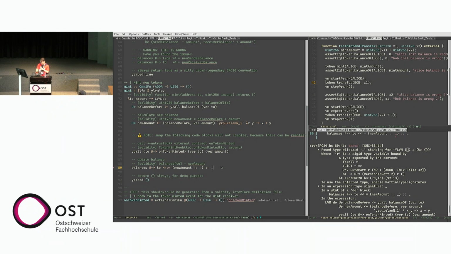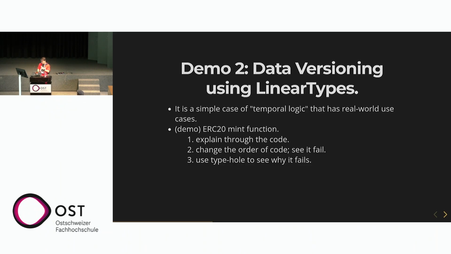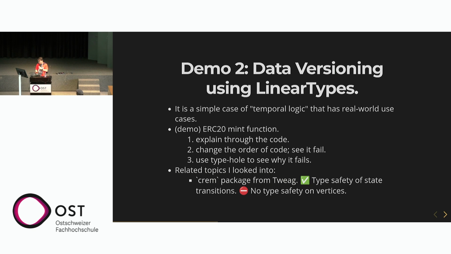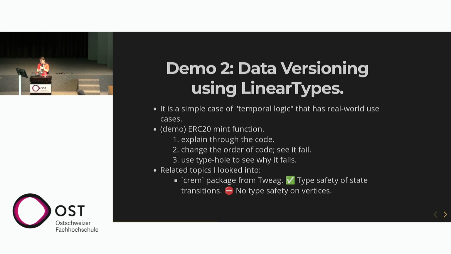And to not occupy too much time, I'm just going to finish it up. I also talked to the people behind a package called CREM from Twig, because they also have some way to encode a sort of state transition, so they make some of the state transitions illegal to represent. But I think there are no type checks on the versions. I actually commented on the issue on the CREM package. If you want to know what it is, go to their package. Okay, I'll wrap it up.